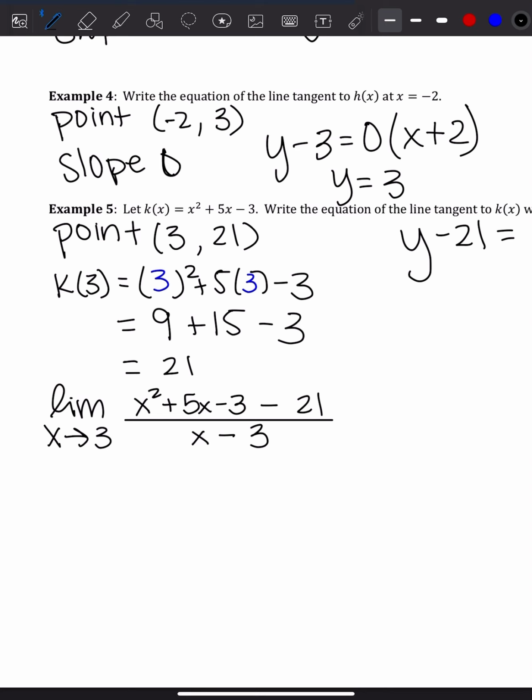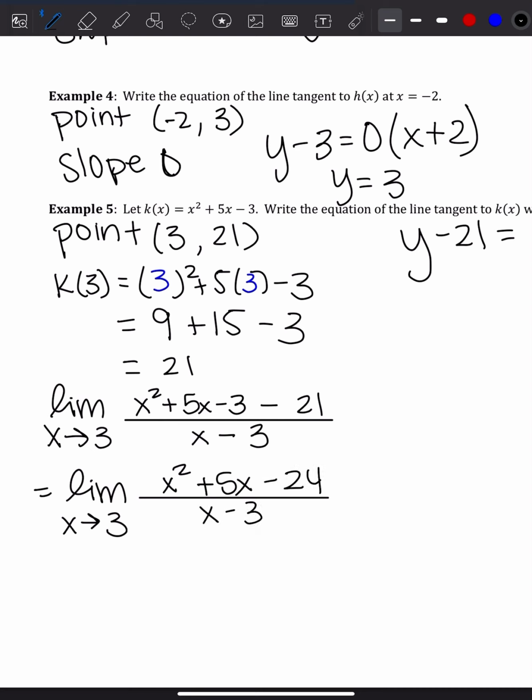So what I'm going to do is try to simplify the top and then try to factor it to see if x minus 3 is a factor that I can cancel out. So the limit as x approaches 3 of x squared plus 5x minus 3 minus 21 should give us minus 24. Okay, so we're going to leave the denominator. We have x minus 3.